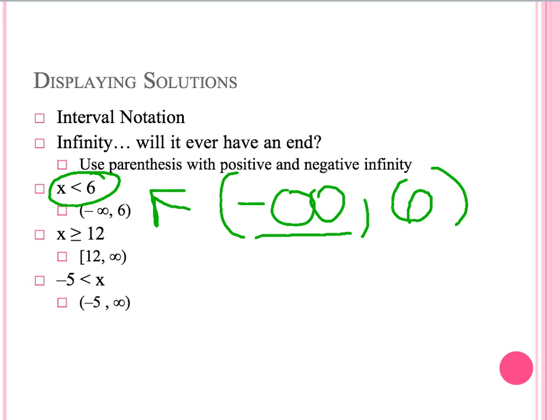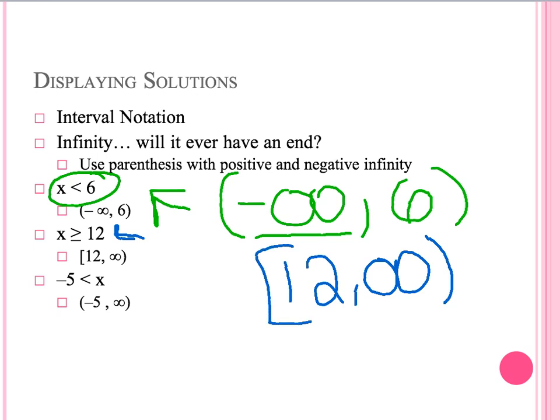Our next problem, x is greater than or equal to 12. We know we will have a positive infinity because it is greater than a number, and we know that our infinities always have parentheses. We always have 12 because that is our answer, and 12 needs a bracket because it is greater than or equal to.